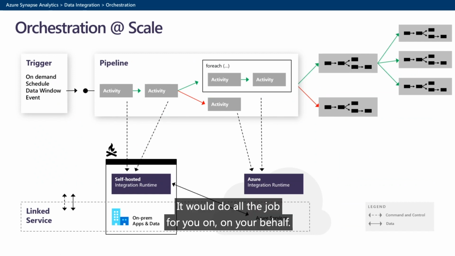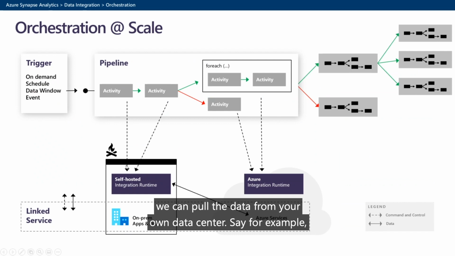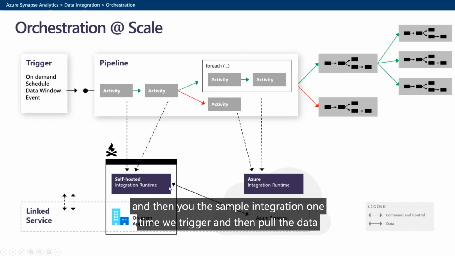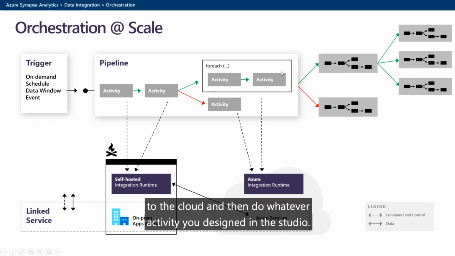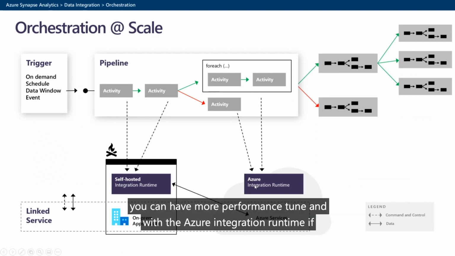It will do all the job for you on your behalf, and then you can define a linked service. It's virtual to the orchestration of Synapse. Once you do that, we can pull the data from your own data center. For example, you can have Oracle or SQL Server in your on-prem environment, and then the self-hosted integration runtime will trigger and pull the data to the cloud, and then do whatever activity you designed in the studio.